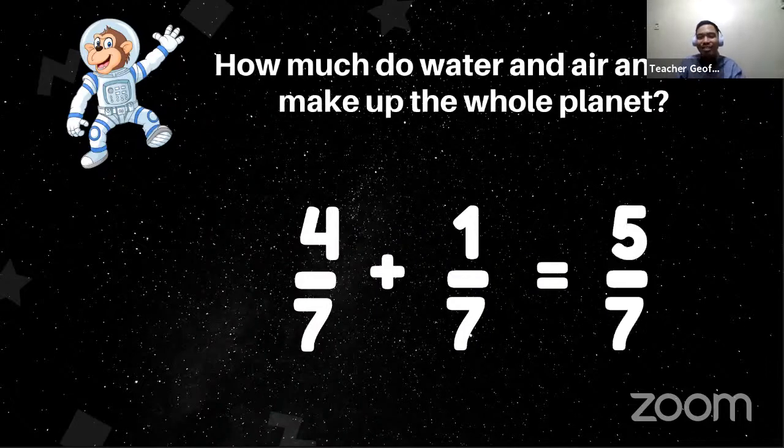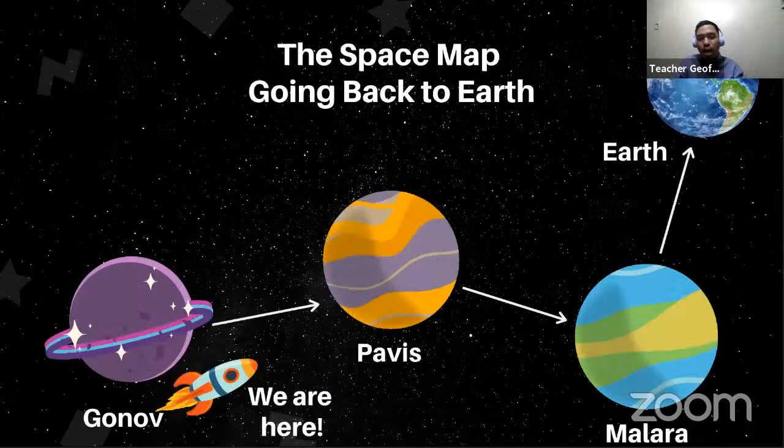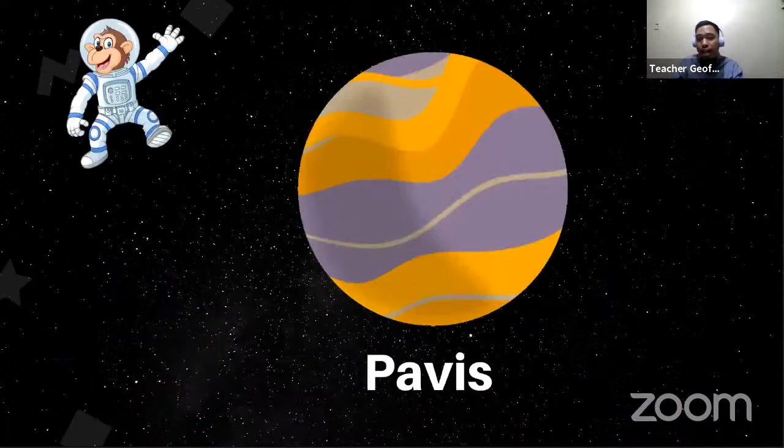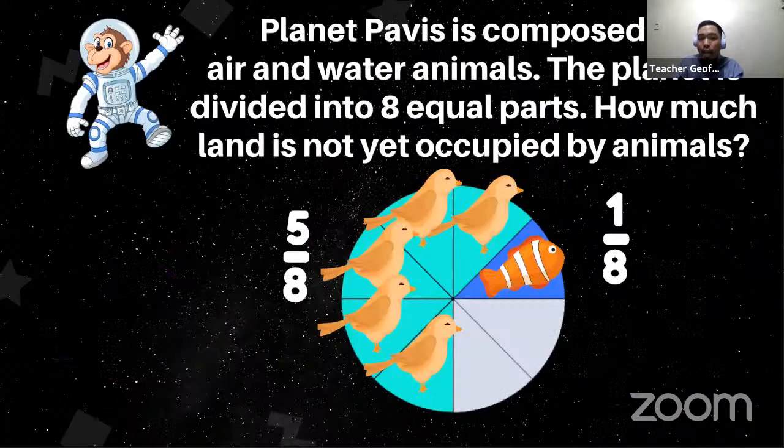Really sorry for that. But for this one, I think we're already on track for the planet Pavis. I think for planet Pavis, we have this one. Planet Pavis is composed of air and water animals. The planet is divided into 8 equal parts. How much land is not yet occupied by animals?